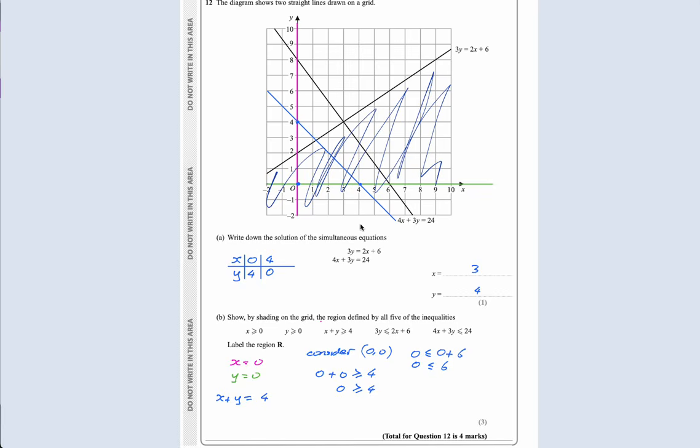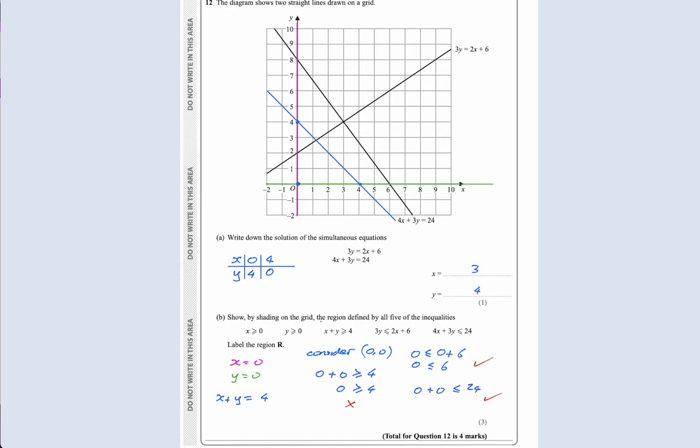And I know, guys, there's 5 lines here, so just remember which is which. So below this line, yes. And then finally, for this one, is 0 plus 0 less than or equal to 24? So I'm going to put a little mark: this one is not true, this one is true, and this one is true.